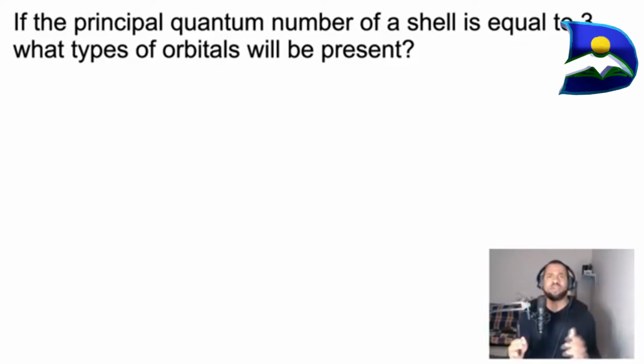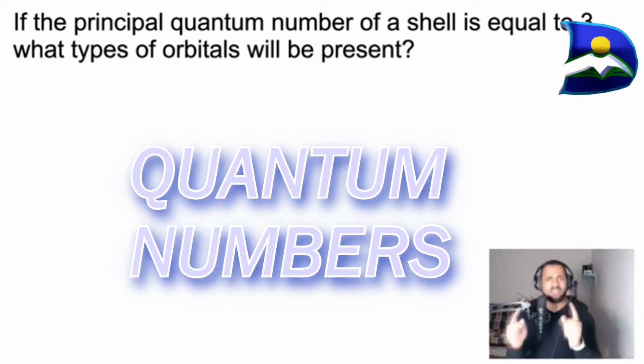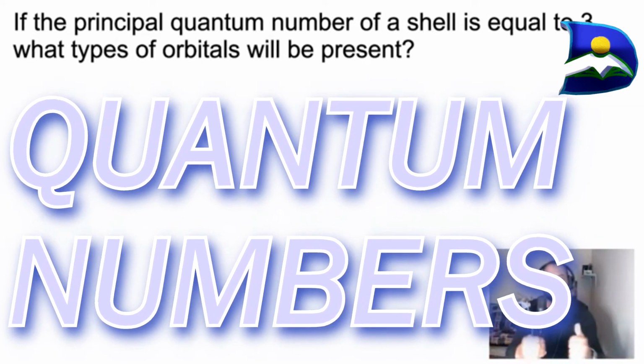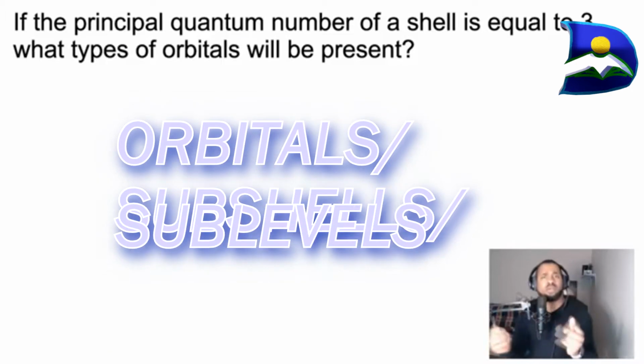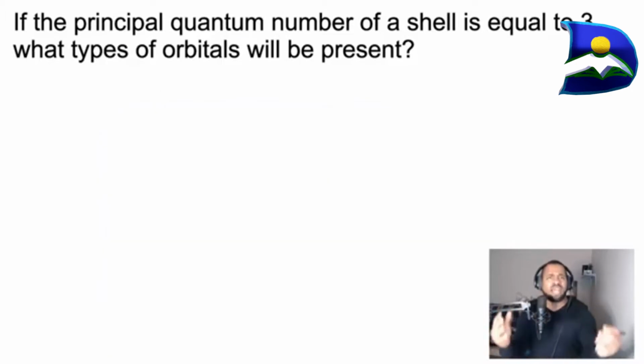And in this particular video we're going to explore the relationship between the quantum numbers, specifically applying it to a question that involves a principal quantum number of a shell equal to a number, and what are the types of orbitals that will be present. Looking at this question, you're wondering, where should I start from? Start by looking at the question itself.